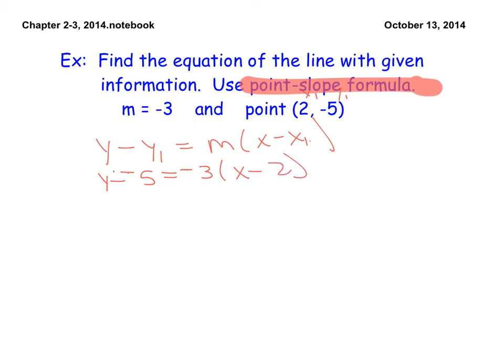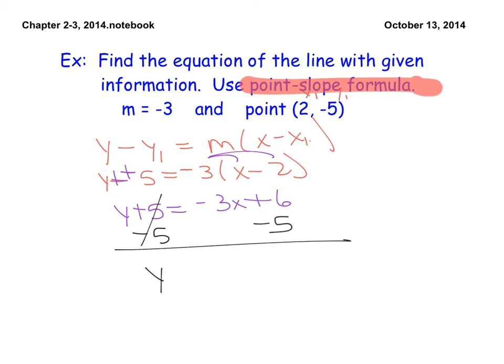A double negative makes a positive. So I have y plus 5 is equal to -3x plus 6. Now if I go ahead and solve for y, I'm going to subtract 5. So I have y is equal to -3x plus 1. And what you'll see is that I got the exact same answer using the other formula. So therefore that tells me that either formula will work and I will get the correct answer.